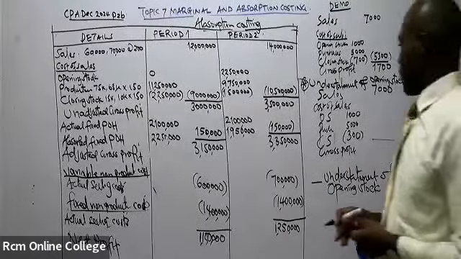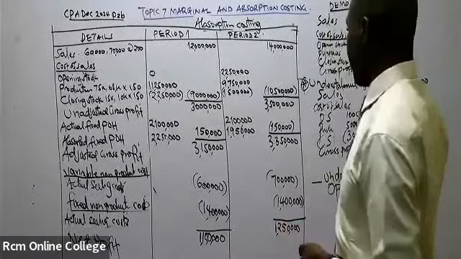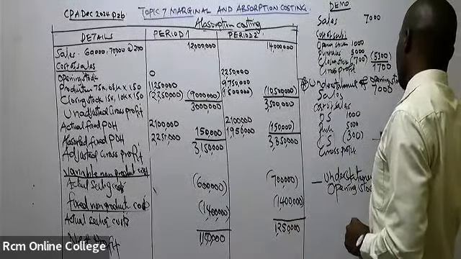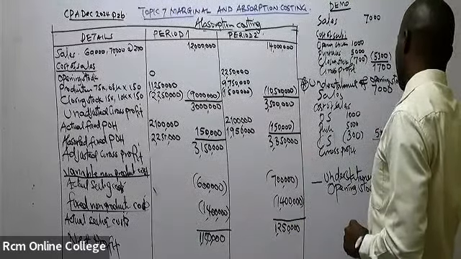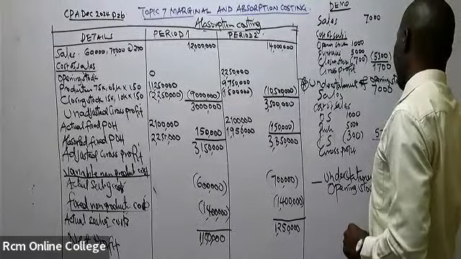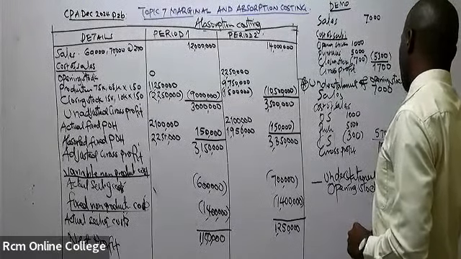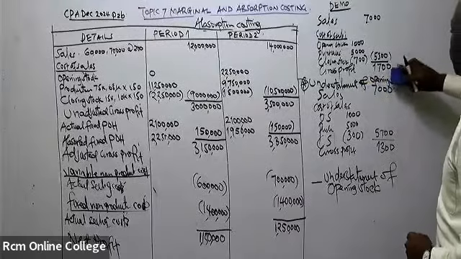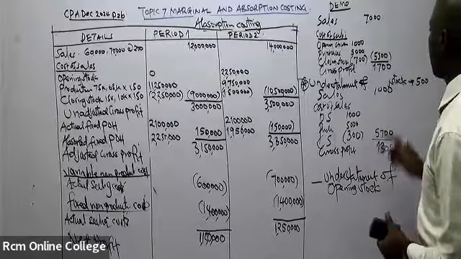Good. So what will you have? Cost of sales 1000 plus 5000, that is 6000, minus 300, that is 5700. So that will give us 1300, right? Remember, we are now talking about understatement of closing stock.